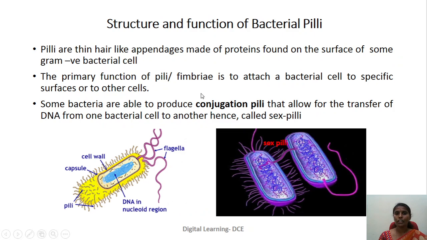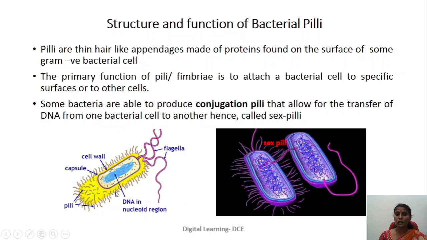Coming to the structure and function of bacterial pili. In some cases of gram-negative bacteria, we can observe small, thin, hair-like structures which are proteinaceous in nature, found on the surface of the bacterial cell. These are referred to as pili or fimbriae. The main function of pili is to attach a bacterial cell to specific surfaces or to other bacterial cells.